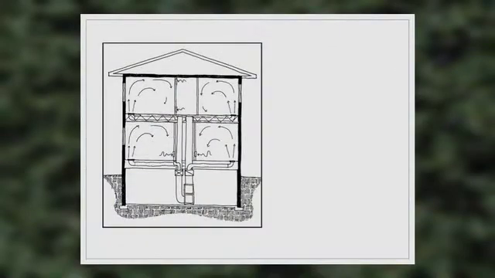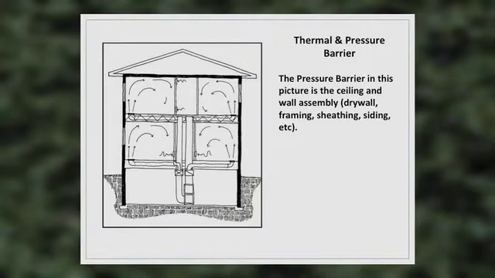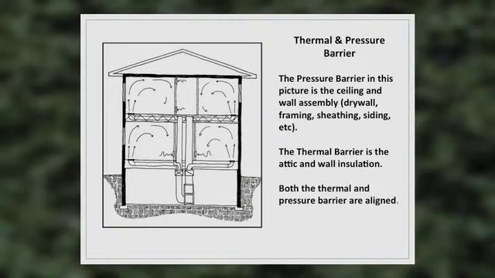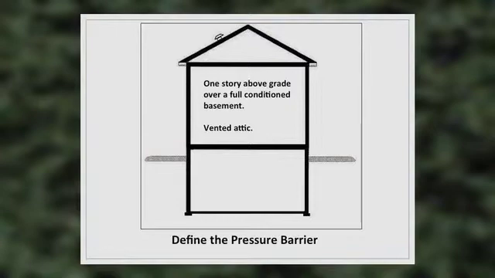Where do we put our thermal and pressure barrier? As we're looking at this particular picture, we see our ceiling and wall assemblies, and we see that the thermal barrier is at the attic and at the wall insulation. And we also see that our thermal barriers and our pressure barriers are aligned with each other. As you take a look at this slide, this is a one-story house above grade. It's got a fully conditioned basement, and it has a vented attic.